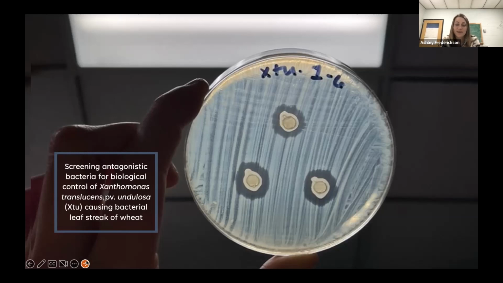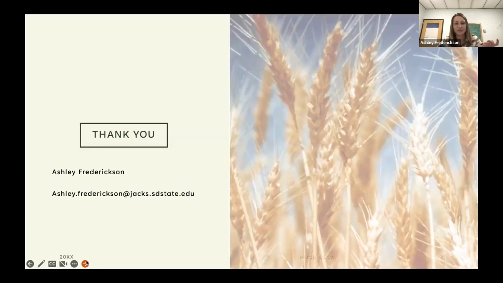In the next couple months, I hope to screen all these bacterial isolates against Xanthomonas translucens pathovar undulosa in vivo in a greenhouse setting. And then hopefully in the coming year, we'll get those to the field. So, yeah. Thank you. If you have any questions, my email's there.